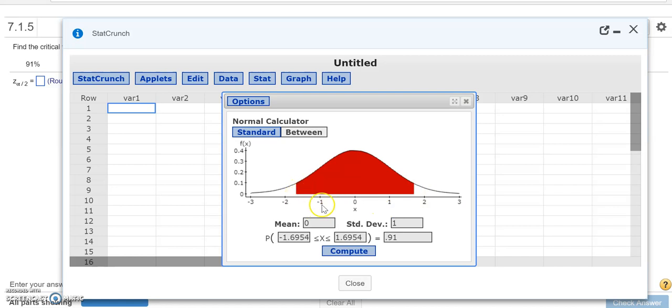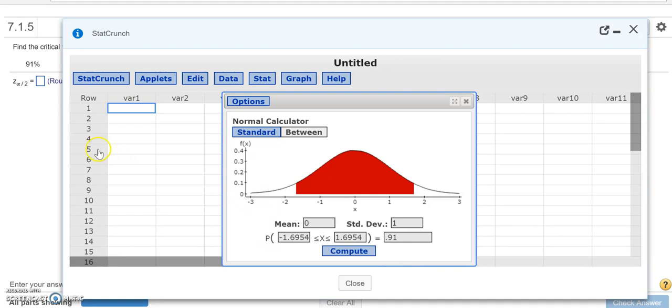The values here and here that are separating the bottom of my shaded area from the top of my shaded area have populated here and here. So this means that the critical values are negative 1.6954 and positive 1.6954. These are my critical values, the z alpha over 2.